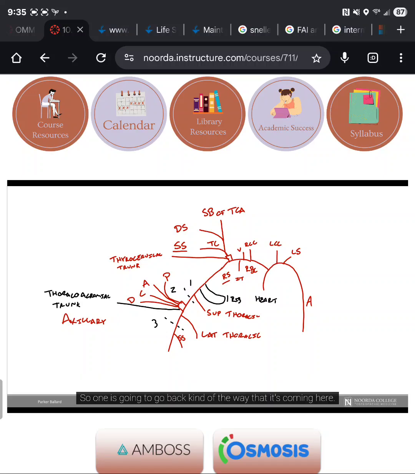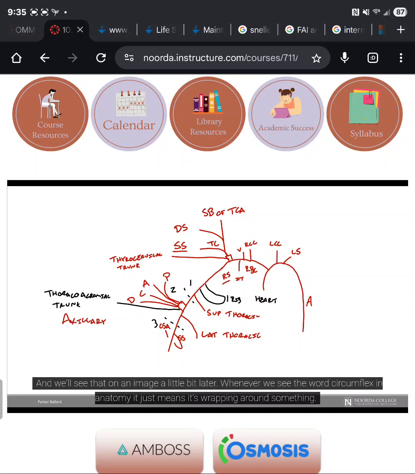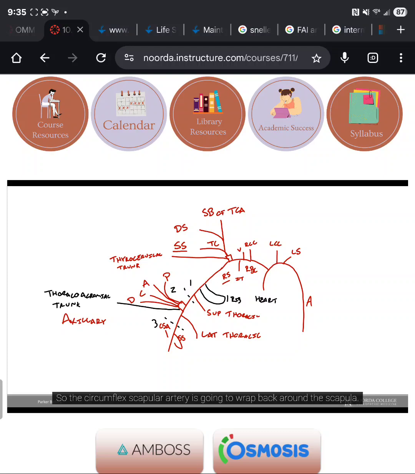So one is going to go back the way that it's coming here. So I'm going to swing this almost back behind the axillary. And we're going to call it the circumflex scapular artery. And we'll see that on an image a little bit later. Whenever we see the word circumflex in anatomy, it just means it's wrapping around something. So the circumflex scapular artery is going to wrap back around the scapula.